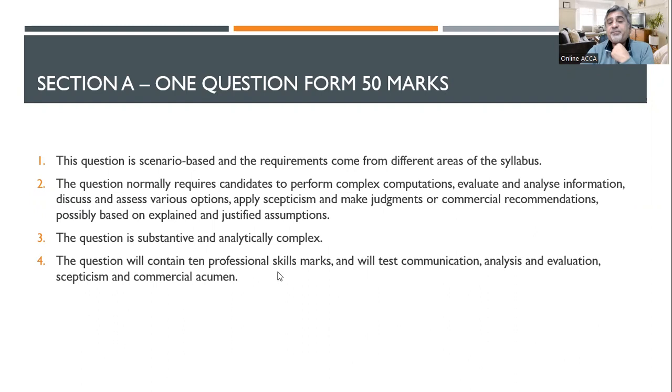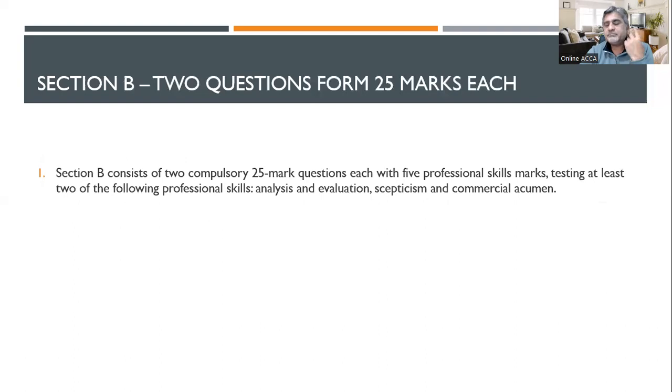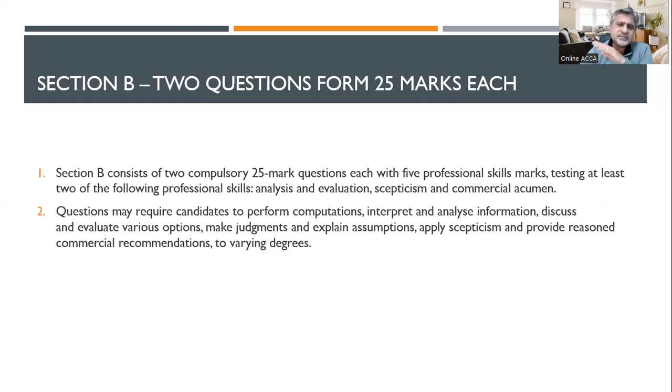The question will contain 10 professional skills marks and will test communication, analysis and evaluation, skepticism and commercial acumen. So this is about part A. If you go to part B, there are 2 questions, 25 marks each. Each will have 5 professional marks and 20 technical marks. It will also involve calculation and discussion, but this time the calculations are not as complex as before. Of course, there will be calculations, but slightly easier. And questions may require candidates to perform computation, interpret and analyze information, and discuss and evaluate various options.